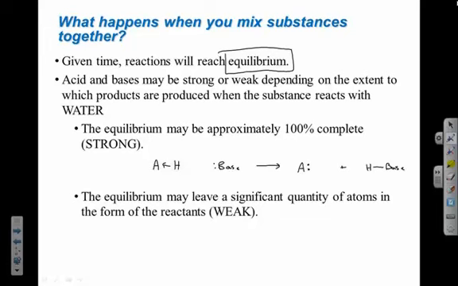But as we said, the reverse reaction can also happen because now, if this is my acid, this is what we call the conjugate acid, or this is the conjugate of the acid.